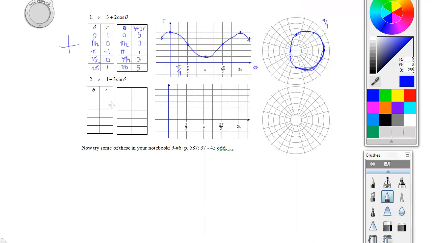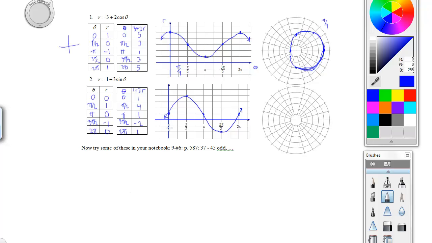I'm going to fill out this table and then turn the video back on. Alright, so I have the parent table and the transform table all filled out. I'm plotting the points over pi over 2 and up 1, 2, 3, 4, over pi and up 1, over 3 pi over 2 down 2, and over 2 pi and up 1. So the curve looks about like this.